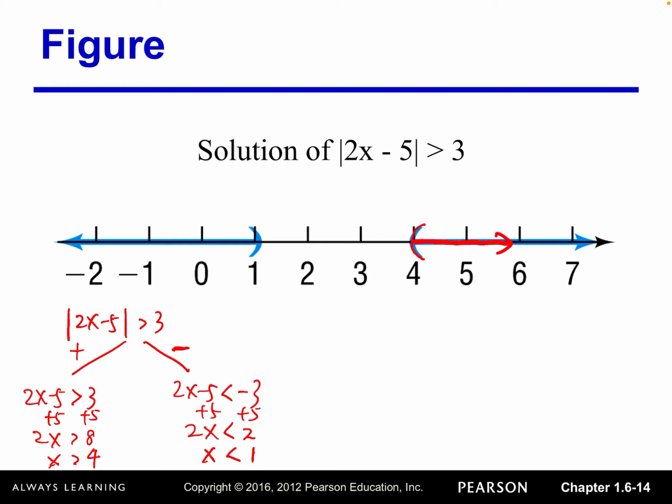So either x is greater than positive 4, not including the boundary. We find positive 4 first, and anything on the right hand side of positive 4, with the arrow indicating it goes to positive infinity. And then the other case, the negative case, the boundary is positive 1. Anything on the left hand side of positive 1 will be our solution set, with the arrow indicating it goes to negative infinity.